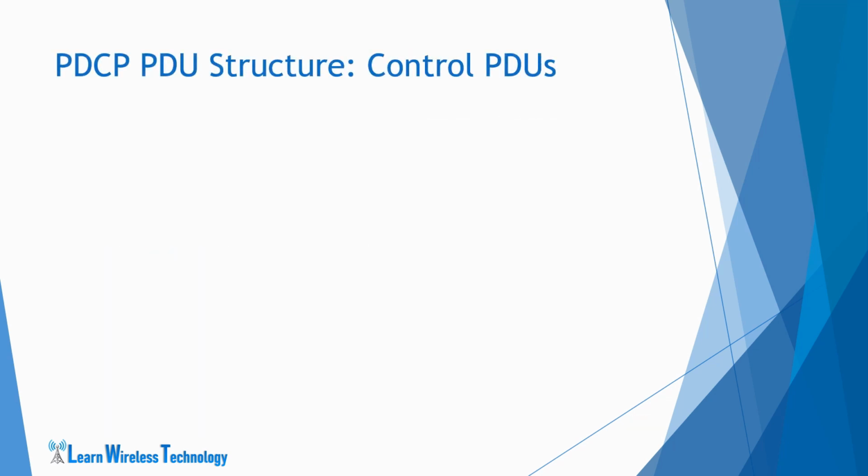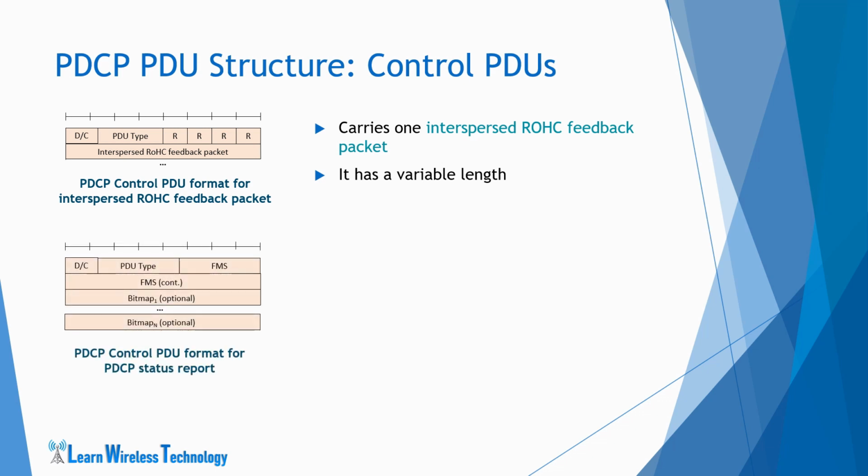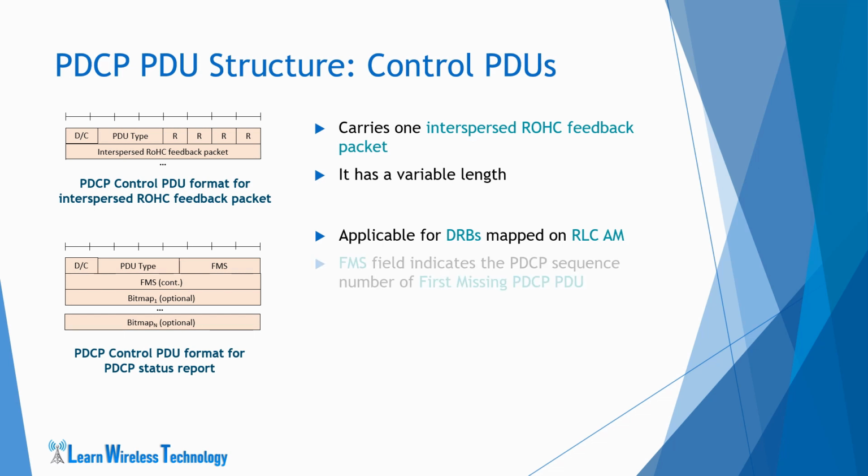Now let's see the structure of a control plane PDU. This is the format of PDCP control PDU carrying one interspersed ROHC feedback packet. It has a variable length. And this is the format of the PDCP control PDU carrying one PDCP status report. This format is applicable for DRBs mapped on RLC acknowledged mode.